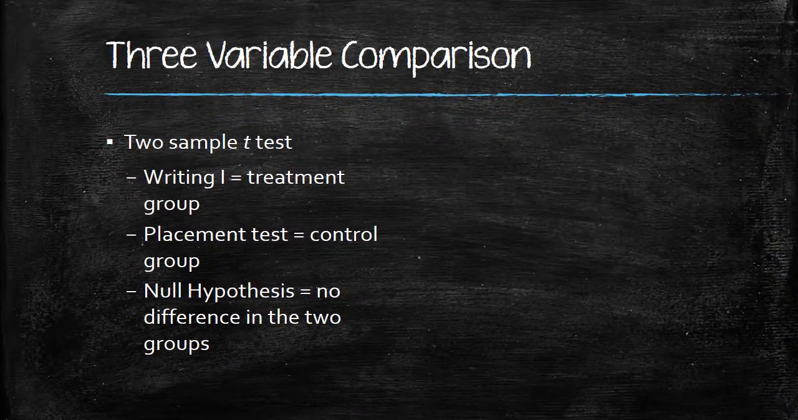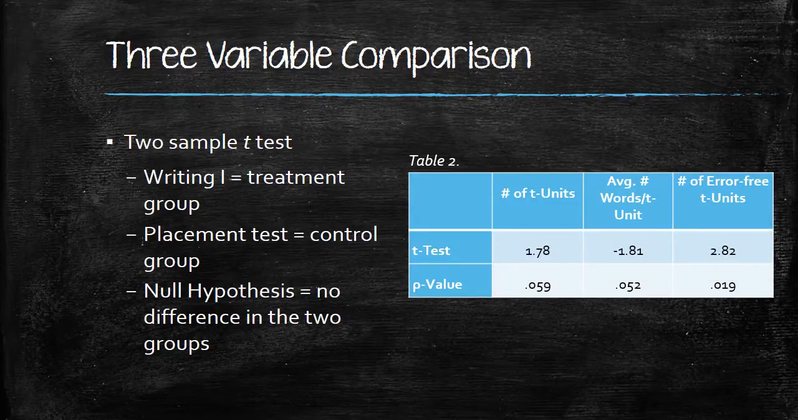The last step of the analysis process for the diagnostic test was to conduct an inferential statistical analysis to determine how the two groups compared in all three areas. To do this, I performed a two-sample t-test where the Writing 1 group was considered the treatment group and the placement test group was counted as the control group. The null hypothesis is that there's no difference between the two groups. Table 2 shows the results.